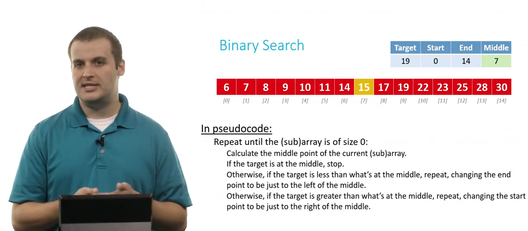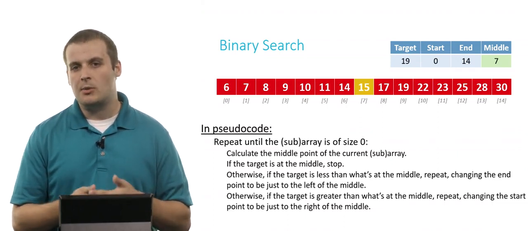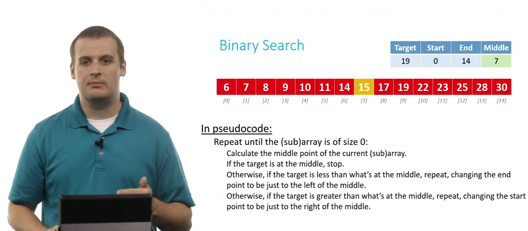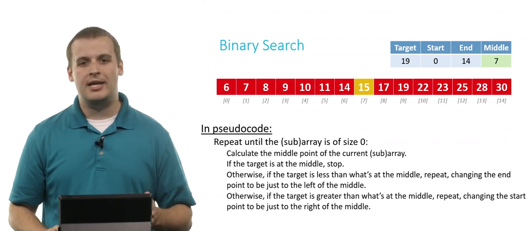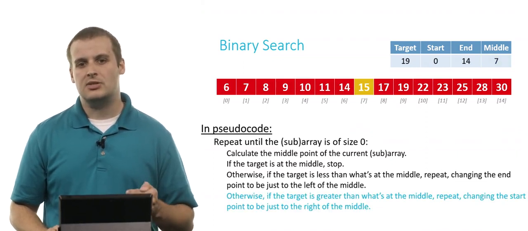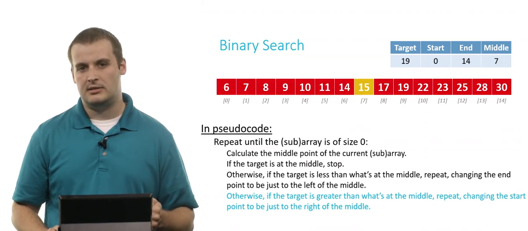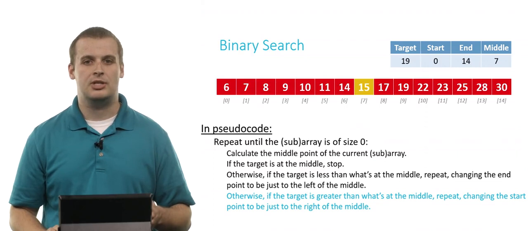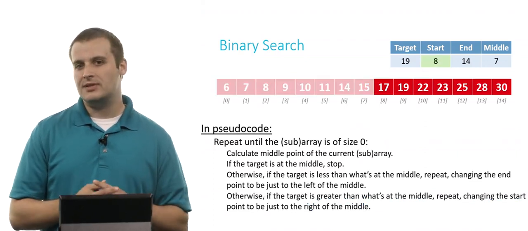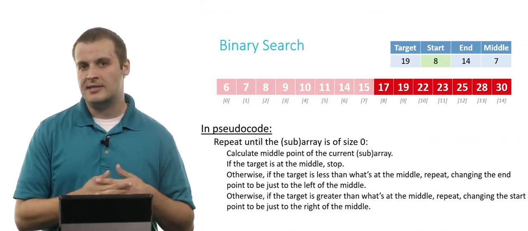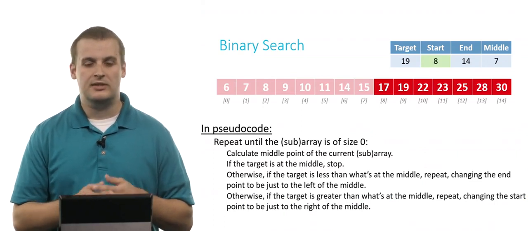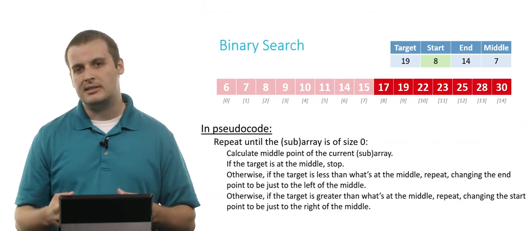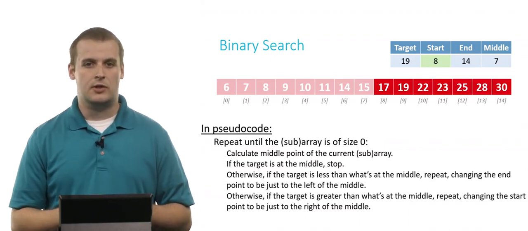So is 15 what we're looking for? No, it's not. We're looking for 19. But we know that 19 is greater than what we found at the middle. So what we can do is change the start point to be just to the right of the midpoint and repeat the process again. And when we do that, we now say the new start point is array location 8. What we've effectively done is ignored everything to the left of 15. We've eliminated half of the problem. And now instead of having to search over 15 elements in our array, we only have to search over 7.